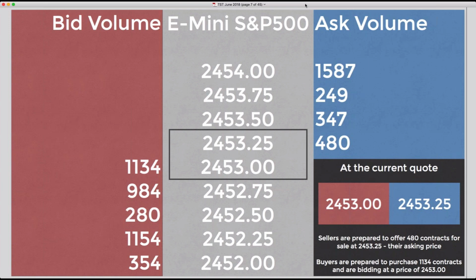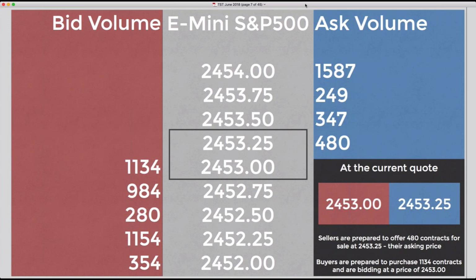So as we can see at the current quote, sellers are prepared to offer 480 contracts at 53 and a quarter. That is their asking price. Buyers are prepared to purchase 1,134 contracts, and they are bidding a price of 53. And by the way, the reason it's hit the bid, lift the ask: you lift things that go up, price goes up when you buy. If you hit something, it goes down. Hence, you hit the bid, lift the ask. So there's the current quote.